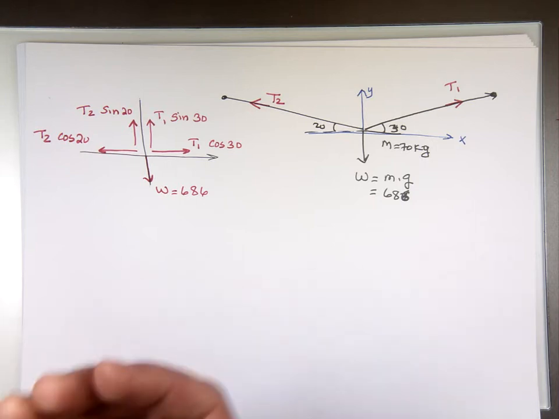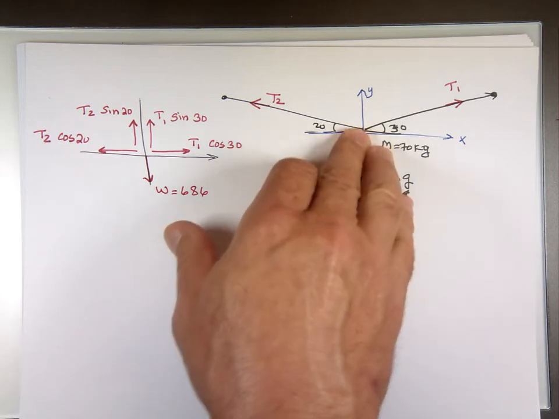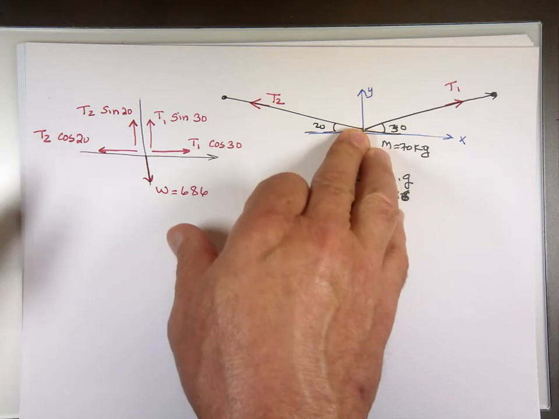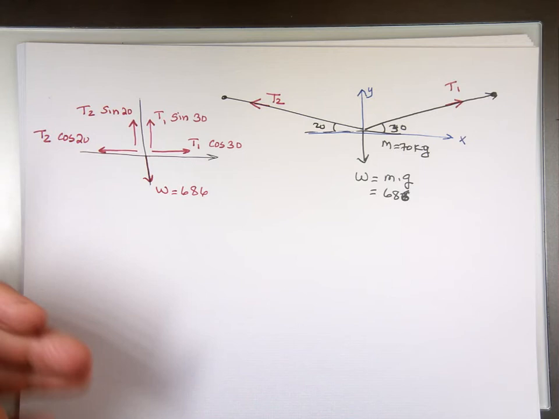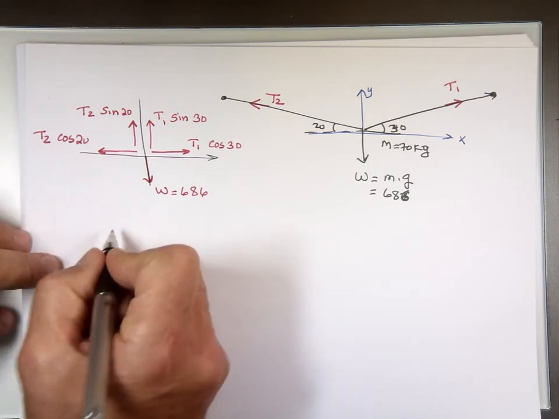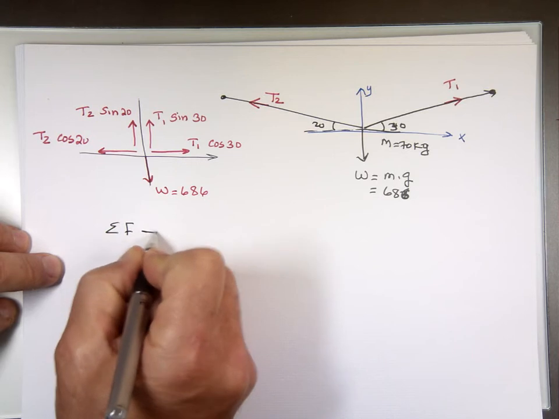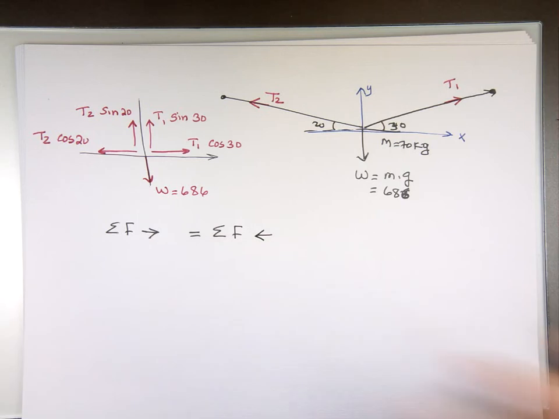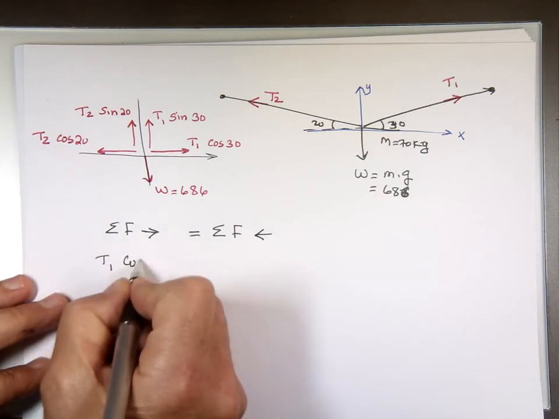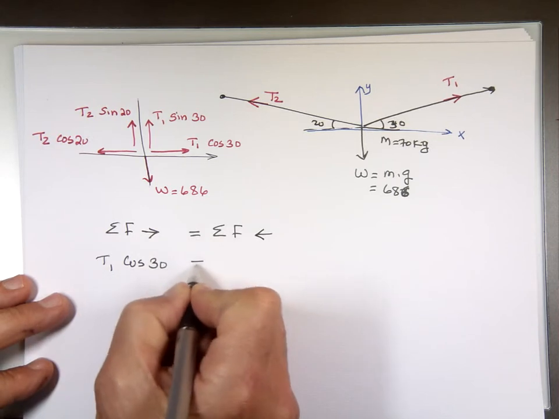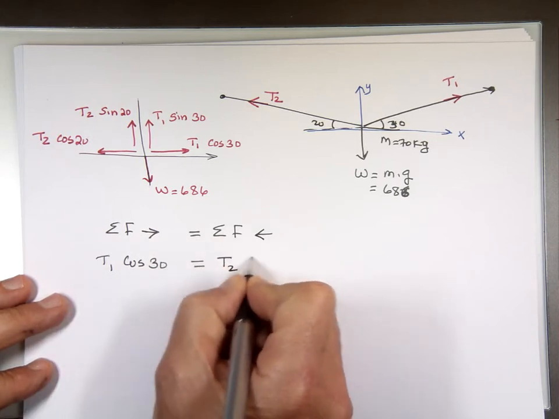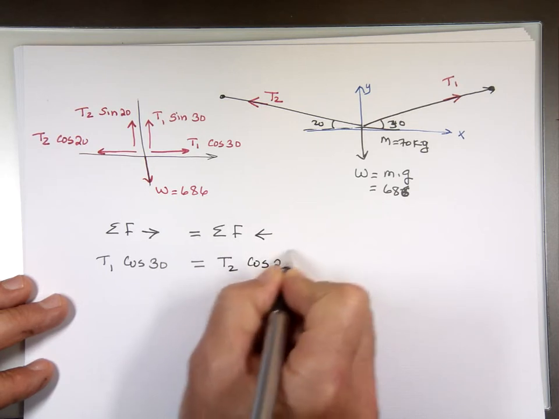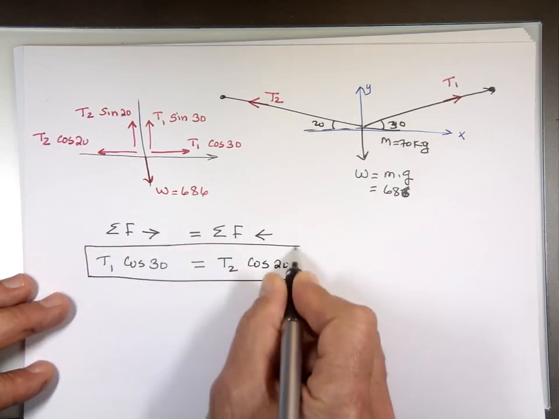Now that person walking the rope, standing there in the middle, is just waiting. Nothing is really moving there, which means we have equilibrium. If you add all the forces pointing to the right, it should equal all the forces pointing to the left. And what do we have pointing to the right? T1 cosine of 30. And what do we have pointing to the left? T2 cosine of 20. How many unknowns in that one? 2. T1 and T2.